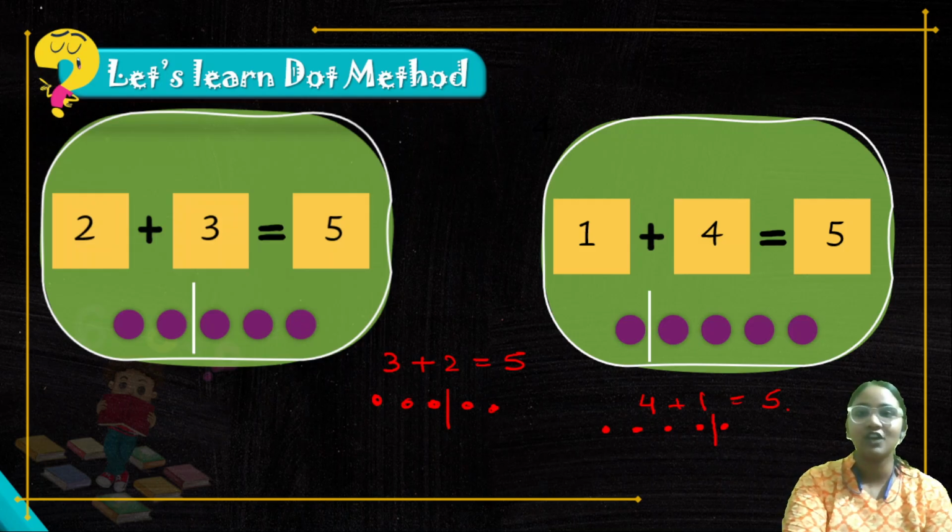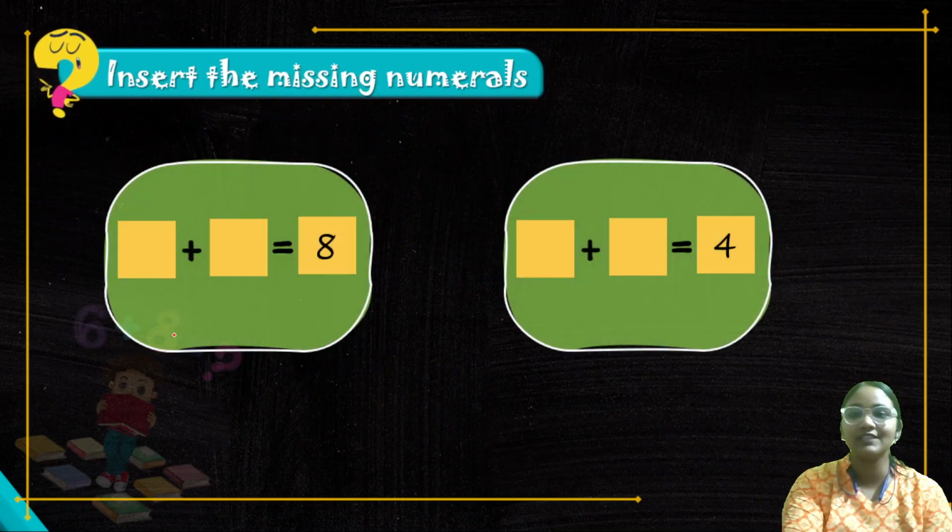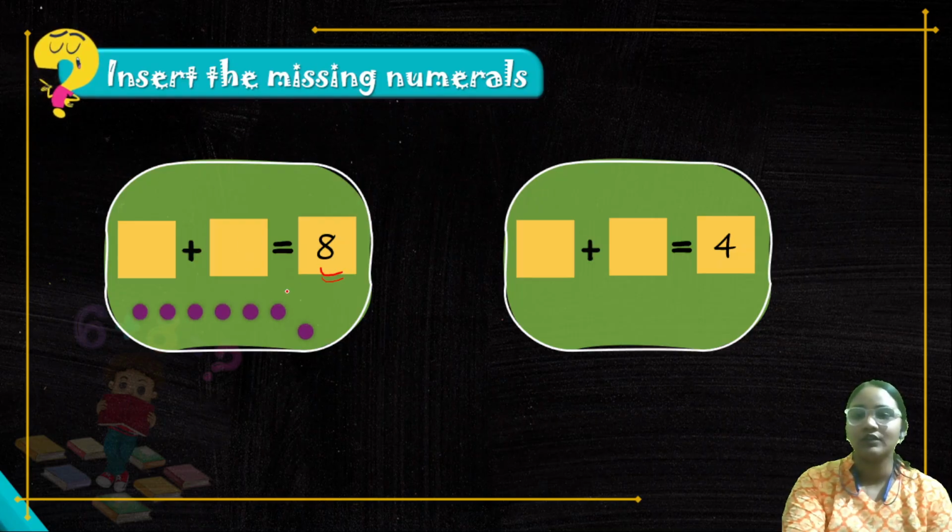Okay? So now let's do some questions quickly on it. Let's use our mind and do it. Now we will insert the missing numerals and we need to find out the two numbers that add up to 8. So what we will do, students, is first make 8 dots, right? Let's count together. 1, 2, 3, 4, 5, 6, 7 and 8. Let's make a line anywhere we want.